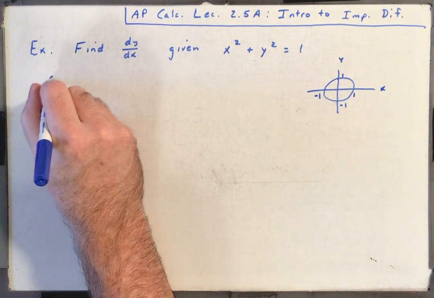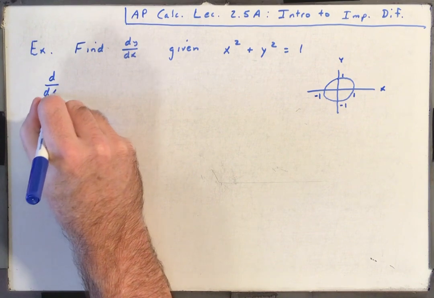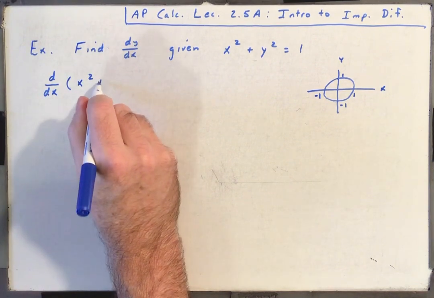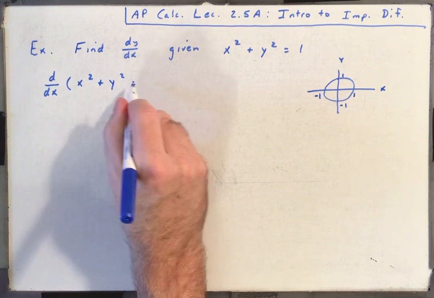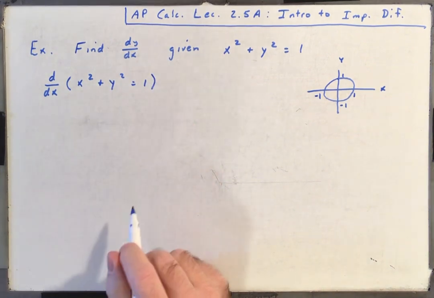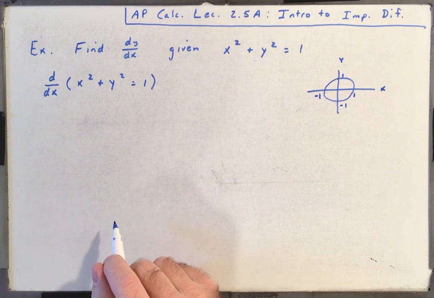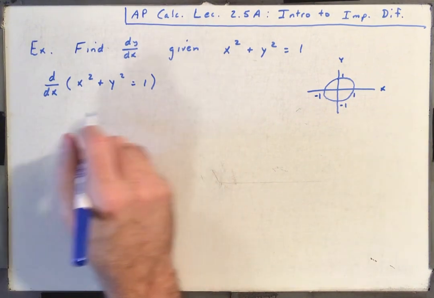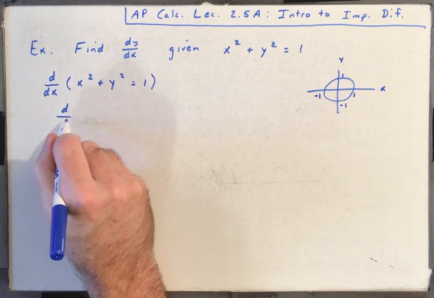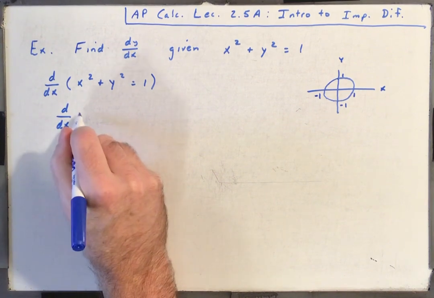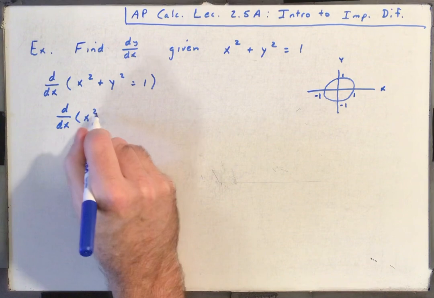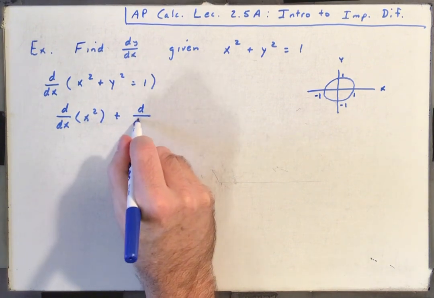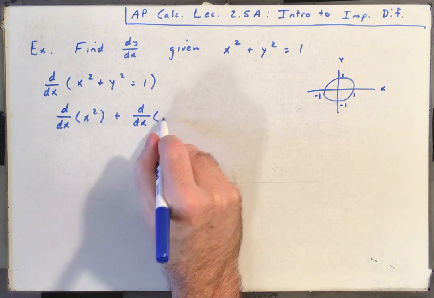So what I want to do is take the derivative with respect to x of x squared plus y squared is equal to 1. I'm not going to do this every time, but maybe the first couple of examples I will. We're going to separate each element. We're going to take the derivative of x squared plus the derivative with respect to x of y squared.